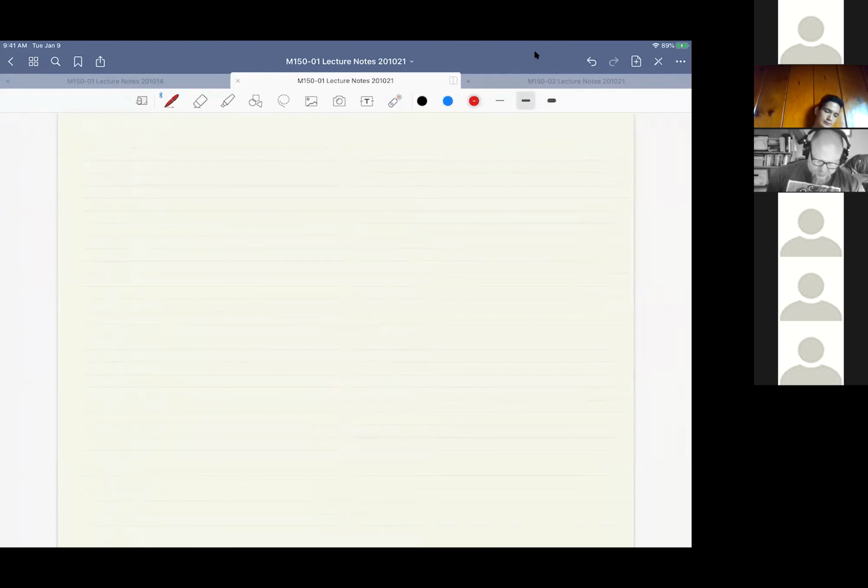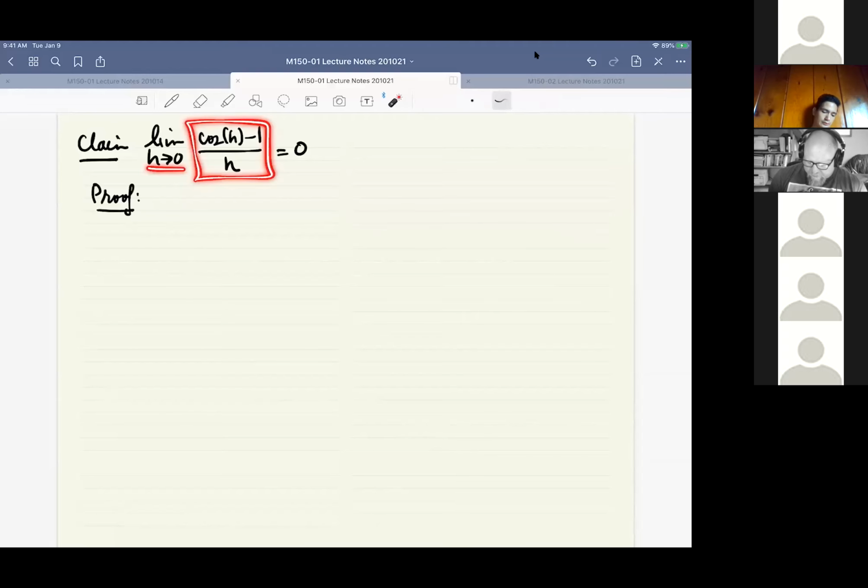So let's look at the other mystery limit. I claim that that limit is 0. You could gather evidence in a similar way. You could make a table of values of this thing for h close to 0. You could look at the graph of this and inspect the graph near h equals 0. And all that would support this idea.